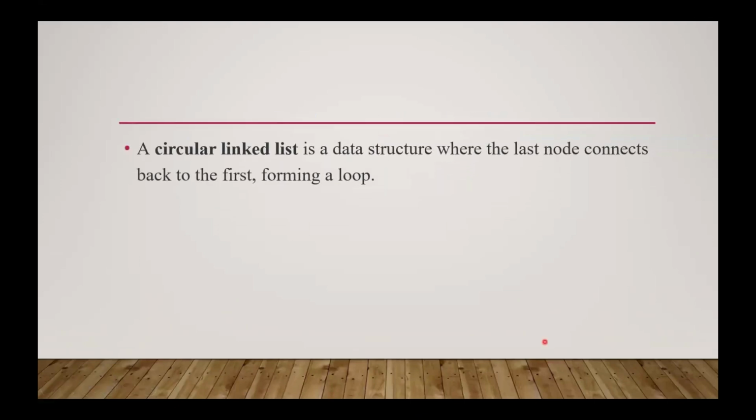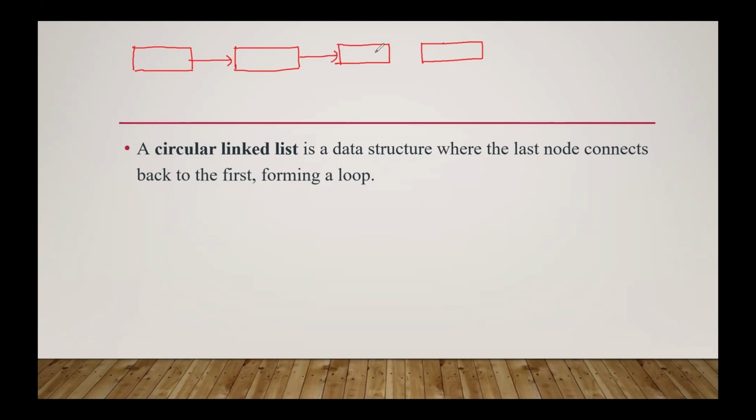So what is a circular linked list? A circular linked list is a data structure where the last node connects back to the first node, forming a loop. For example, this is our linked list. What is a linked list? A list of elements connected together through links. So for example, this is a linked list. Here, information is stored.